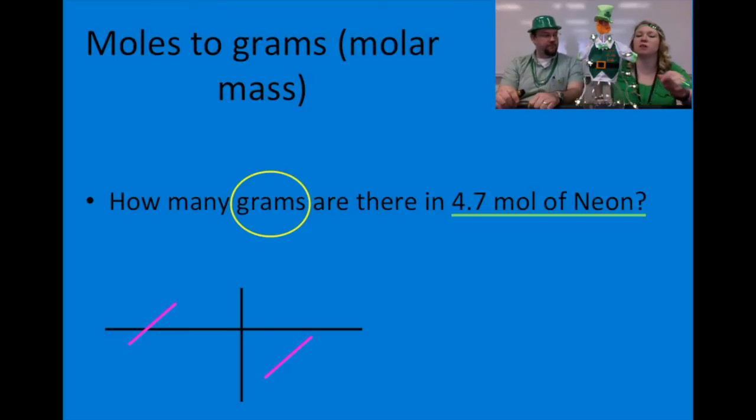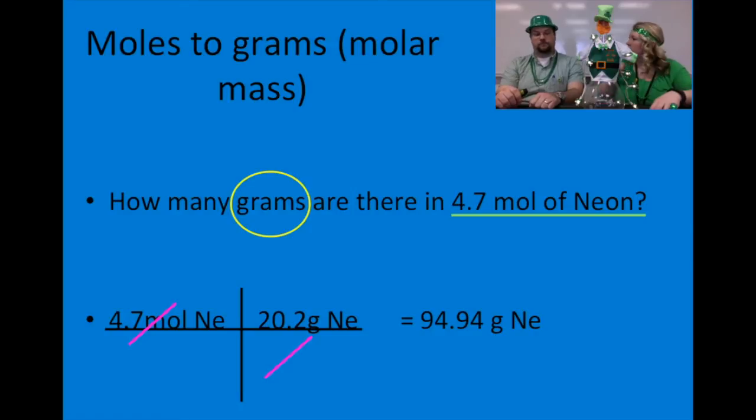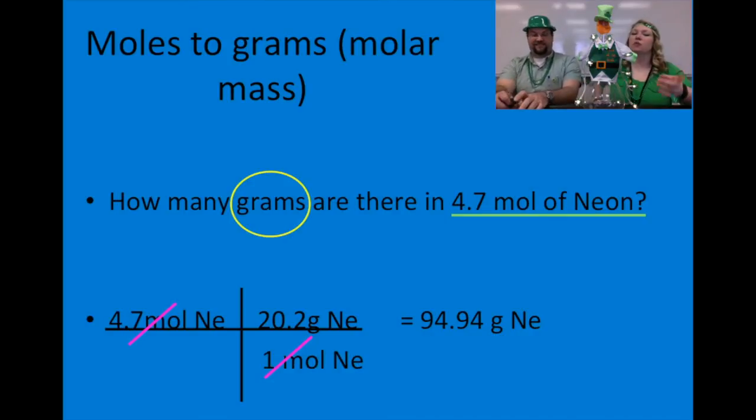When we put this in, we still start with what we know, 4.7 moles of neon. Tee it up, I like to call it. And then I would write my conversion factor. This time moles goes on the bottom because I have to get rid of the moles I started with. No matter the weight of any element, it's always for 1 mole. So the 1 mole goes on the bottom, and then the 20.2 grams of neon is on top.